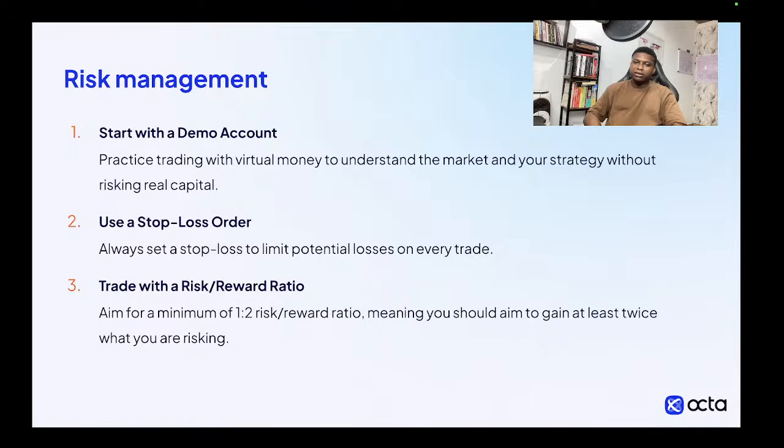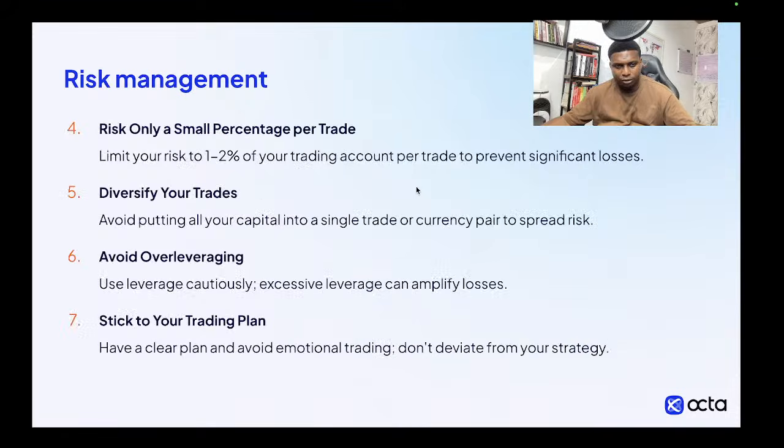Three, trade with a risk to reward ratio. Aim for a minimum of 1:2 risk to reward ratio, meaning you should aim to gain at least twice what you are risking. It is very, very important.